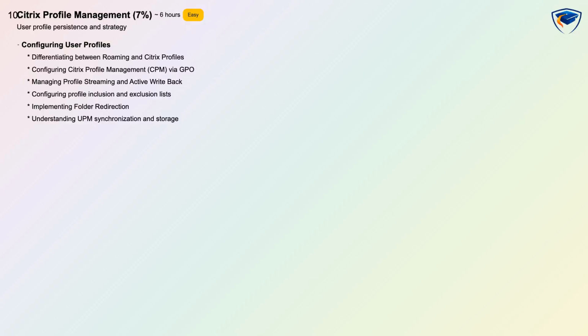Citrix Profile Management is 7%, focuses on user profile persistence and strategy, is easy, and estimates 6 hours. You will learn to differentiate roaming profiles from Citrix Profile Management, configure CPM via group policy, and manage profile streaming and active write-back. The syllabus includes profile inclusion and exclusion lists, implementing folder redirection, and understanding synchronization and storage considerations. Scenario-based exercises will help you design a profile strategy that balances performance and data persistence.